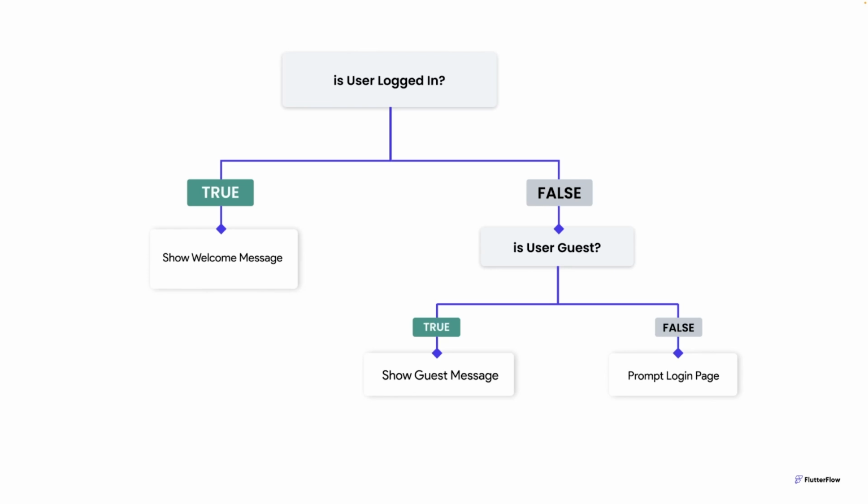This example demonstrates multiple conditions. For example, if user is logged in true, then we're going to show a welcome message. But if not, then we're going to check if user is guest. And if the user is a guest, then we're going to show a guest message. Otherwise, we're going to prompt the user to a login page.